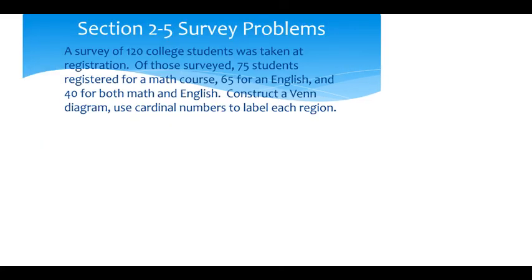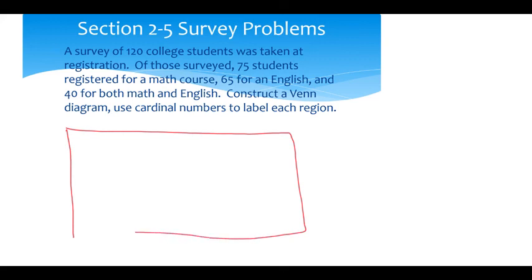So here is our last section, 2.5, and they're asking for survey problems, which basically what we're going to do is we're going to create a Venn diagram from a survey that was taken. So for this one, I'm going to draw my universal set, which is just a rectangle to contain the Venn diagram. So we'll always have our universal set. And here we surveyed 120 college students at registration. Of those surveyed, 75 students registered for a math course, 65 for English, and 40 for both math and English. They want us to construct a Venn diagram and use cardinal numbers to label each region.